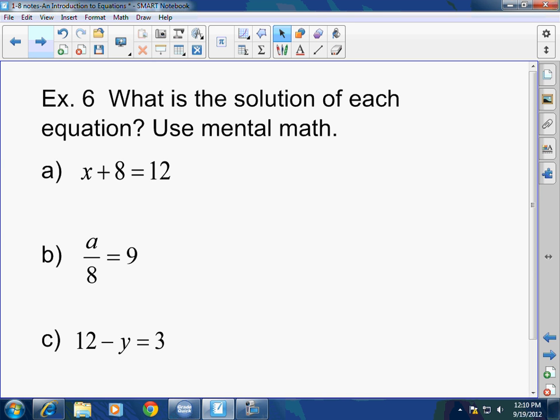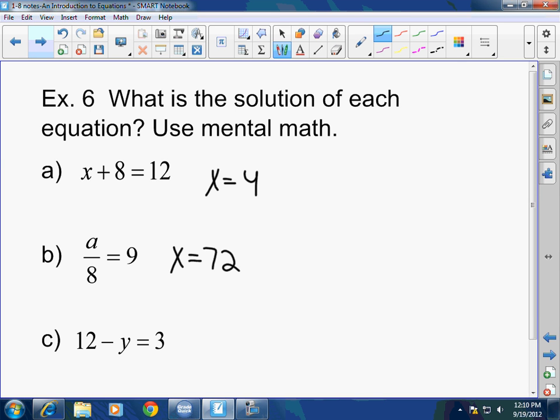What number plus 8 gives me 12? Boom, x equals 4. What number divided by 8 gives me 9? 72. Someone said 81. Please be careful. Got to learn how to multiply. 12 minus what number gives me 3? 9. Very good. Awesome. So, that's just about as difficult as it's going to get.